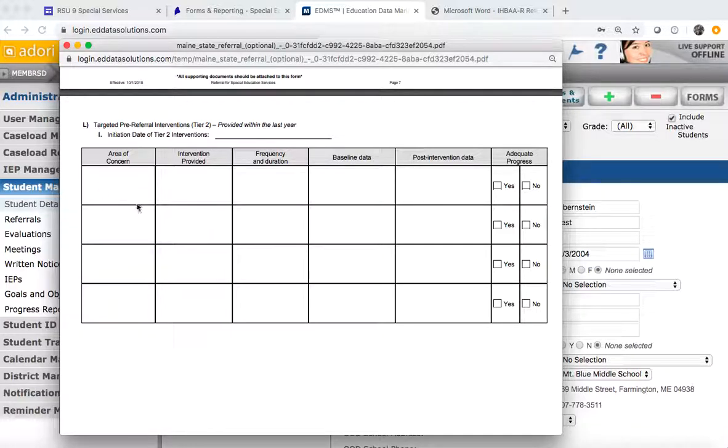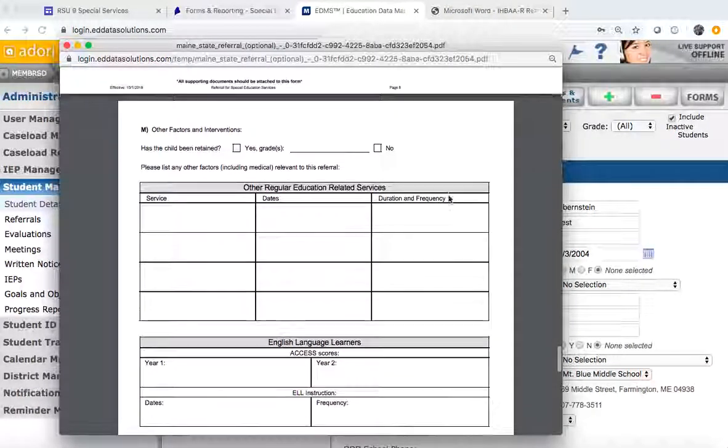What the area of concern is, what the intervention was that was provided, what was the instruction that was used that was designed to improve that area of need, how long was it implemented, how frequently was it provided, what was the data before that intervention was provided, and the data after, and does that indicate adequate progress or not? All of that information needs to be here, and any additional supporting information should be attached to the referral.